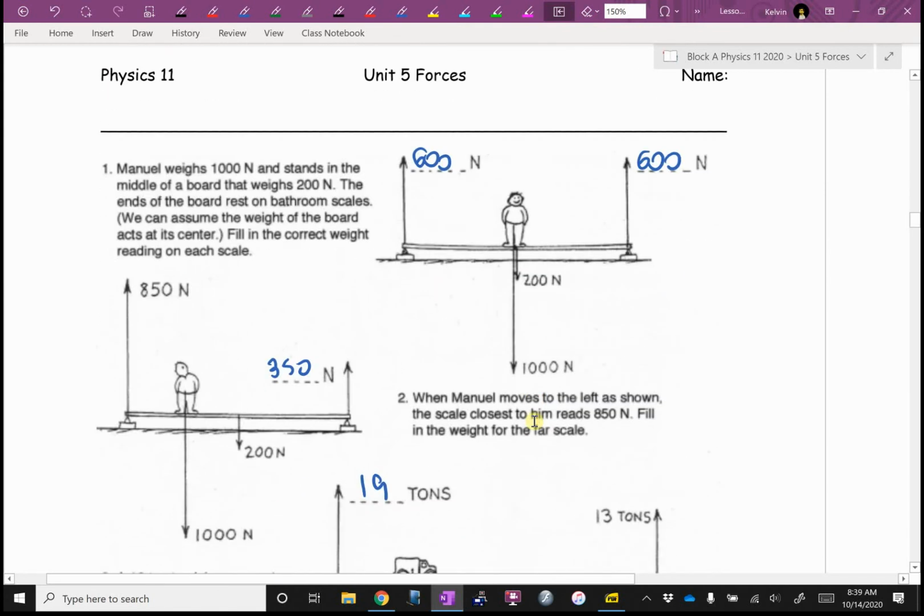We looked at a couple of situations already where we said we can analyze a situation. If we know an object isn't accelerating, the forces have to be balanced. So we said if we have 1,200 newtons down, we had to have 1,200 newtons up. Otherwise, it would be accelerating.